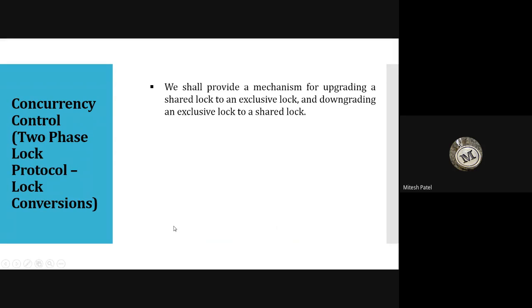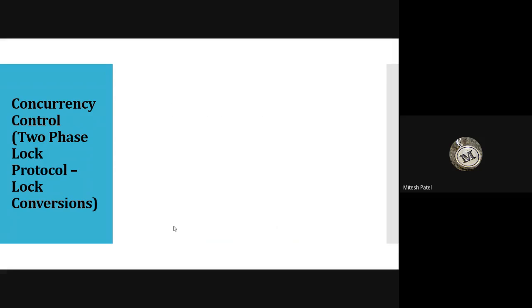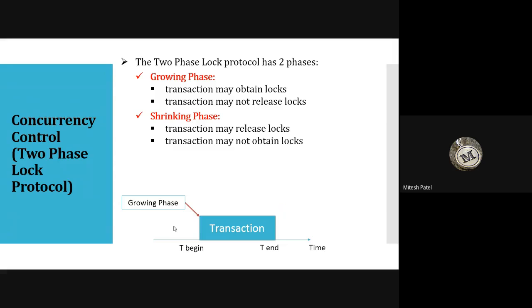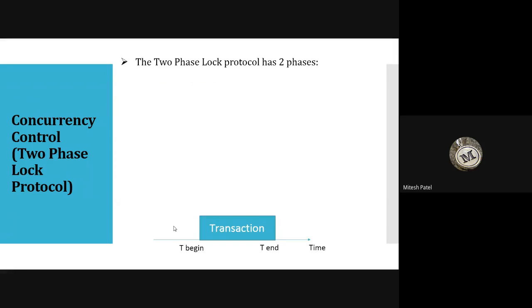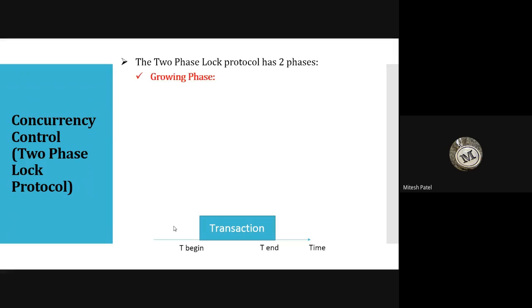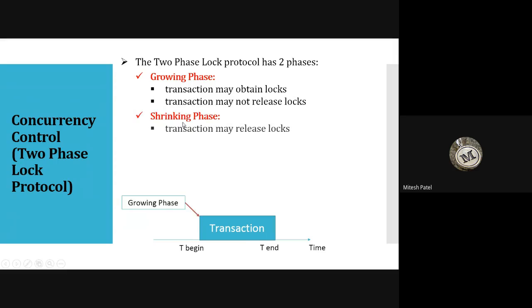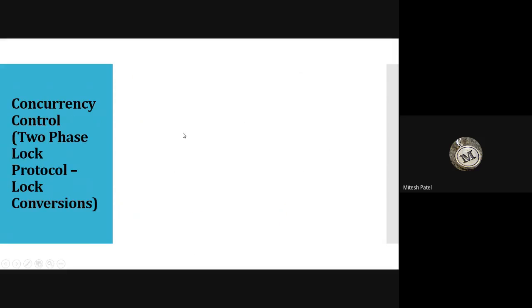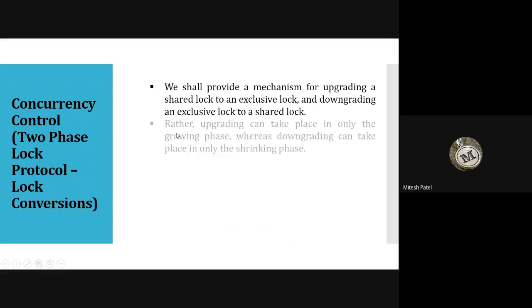Now lock conversion is a part of this. Remember the previous slide, growing phase and shrinking phase. This theory asks about the two-phase locking protocol. You need to start from this growing phase and shrinking phase. Then I will tell you about conversion later on. First, let's understand and complete this theory.